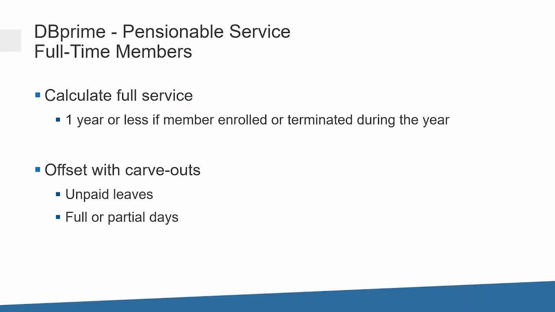Full service is 1 year, or for members who join or terminate during the year, the number of workdays they are a member of the plan divided by the workdays in the calendar year. For example, 262 for 2020. The denominator for service calculations is the workdays in the year for administration and faculty members, and workdays in the year multiplied by hours per day for support staff, where the hours per day may vary.